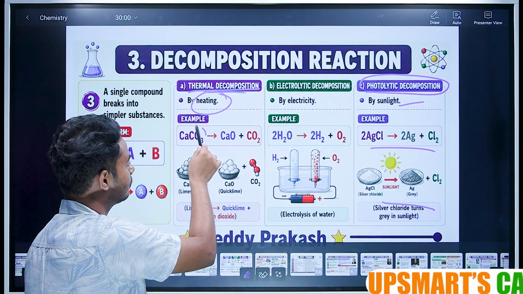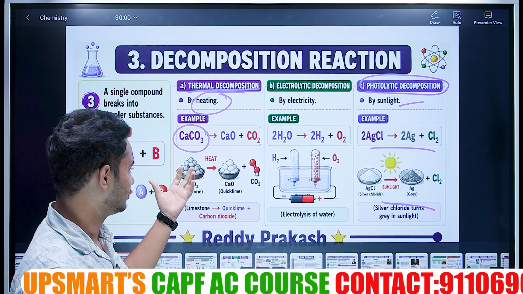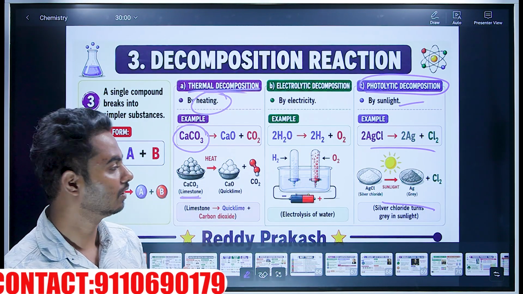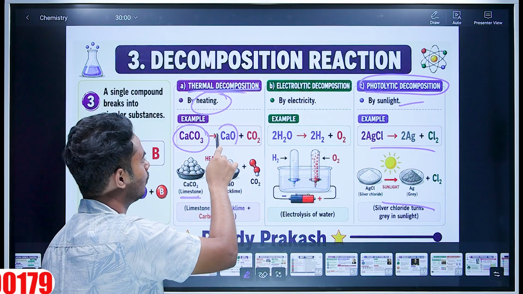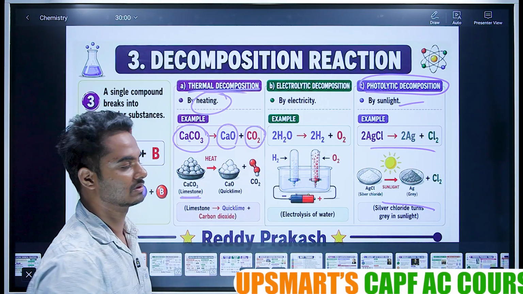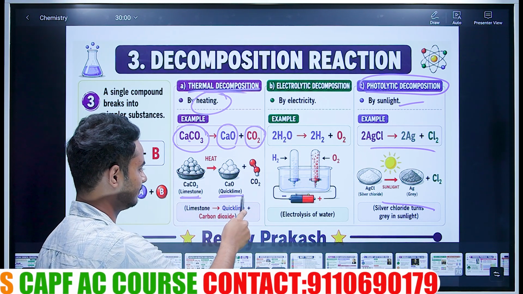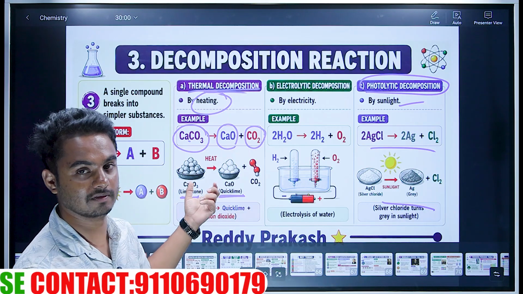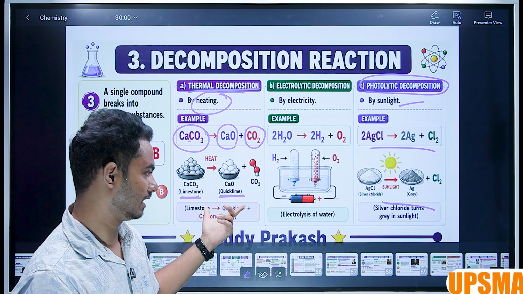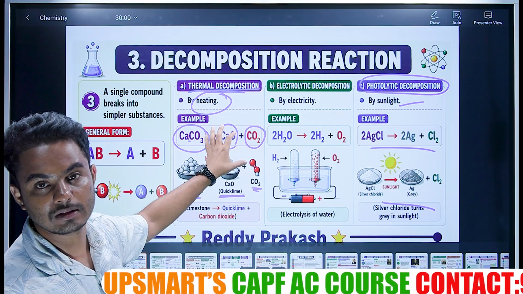See, CaCO3 is calcium carbonate, which is nothing but limestone. When you heat the limestone, CaO separates, and the carbon dioxide separates. Limestone is giving rise to quicklime. CaO is quicklime. This formula is important here. CaCO3 is limestone, CaO is quicklime, and CO2 is separating. That means decomposition is taking place due to heating.